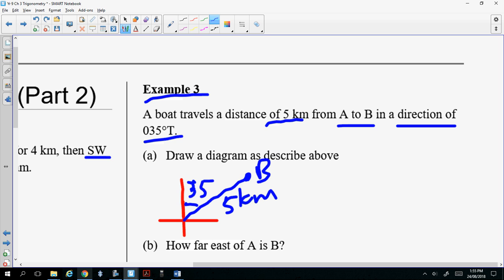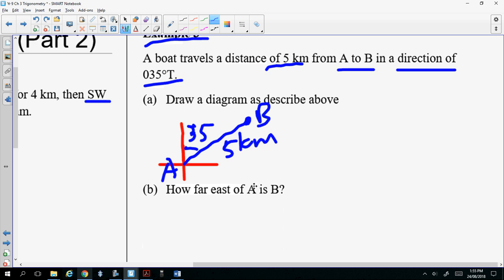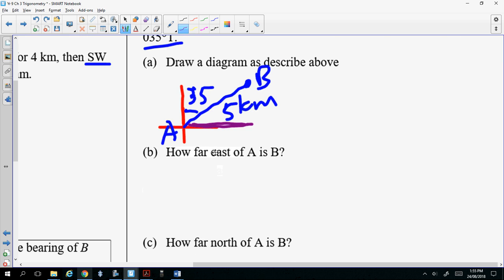How far east of A is B? How far east of A? That's 5, but you have to find this length. So do a line at the top, like a triangle. You have this right angle triangle. The hypotenuse is 5. You have to find x. This is x, and this is 35.